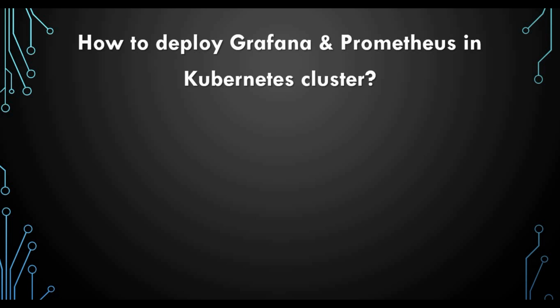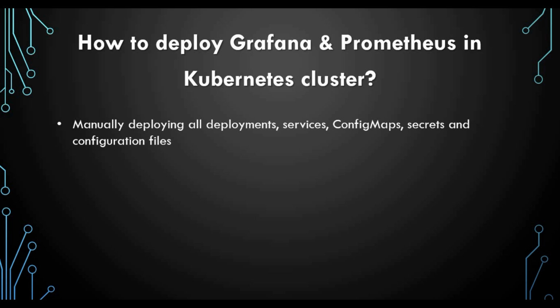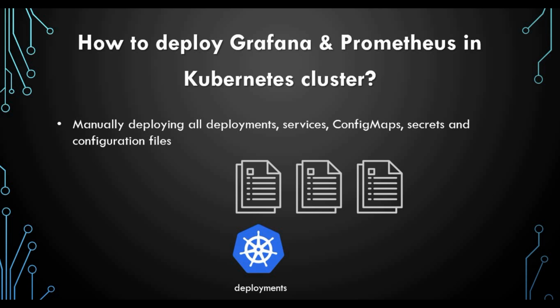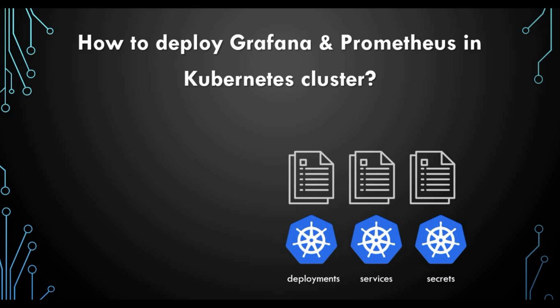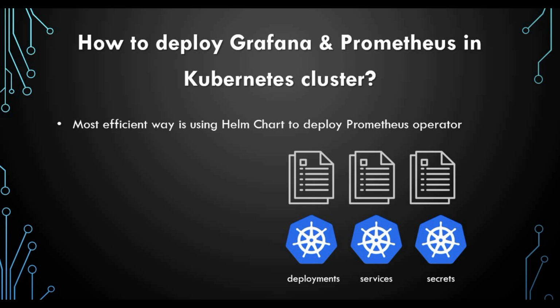So let's move on. Let's talk about how you can deploy Grafana and Prometheus in a Kubernetes cluster. There are different ways you can set up Prometheus and Grafana in Kubernetes for monitoring. One way is to do all the setup manually: you create your own YAML files for deployments, services, config maps, secrets, and configuration files. You write all those files manually for Prometheus and Grafana, and then deploy them into your Kubernetes cluster. The other, simpler way, rather than using all these manual configuration files, is to use a Helm chart to deploy the Prometheus operator.